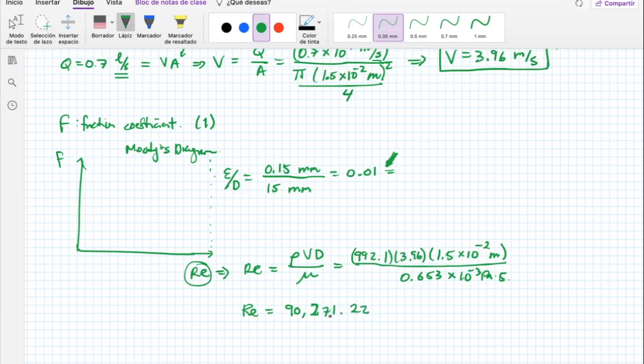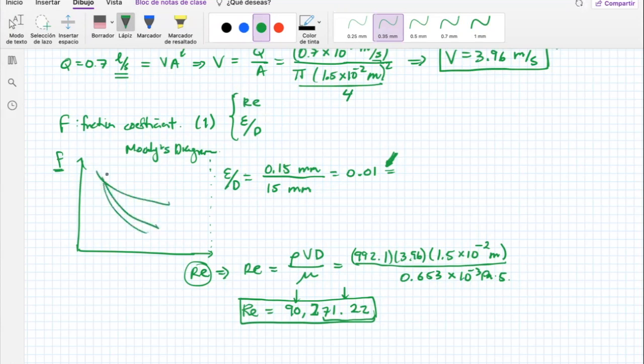271.22. I should say that these last numbers are not very relevant. Maybe just the 90,000 is the one that you're looking for. But nonetheless, this is our Reynolds number. And therefore, in order to get the friction coefficient, most of the time you're going to need the Reynolds number and the relative roughness. You can use the Moody's diagram, which has these types of lines.